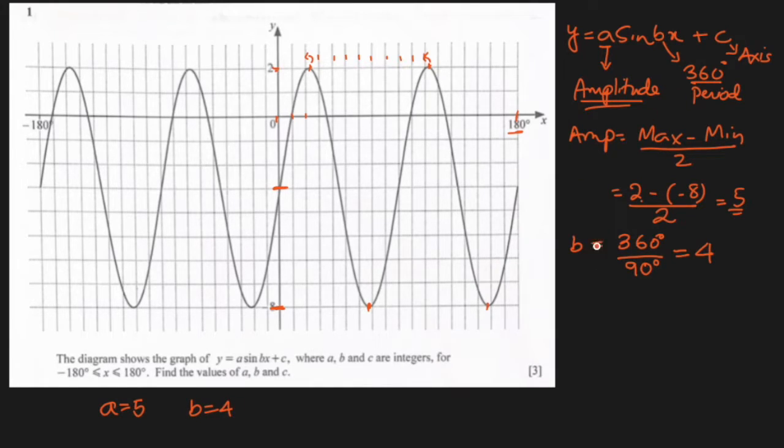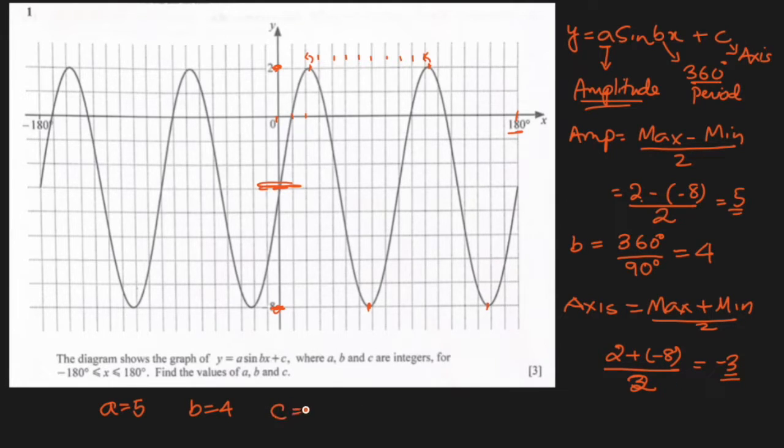Now for C, it's exactly similar, but the mean of the maximum and minimum. For the mean, we add maximum and minimum and divide by 2. Basically, we want to find the middle line, so we'll find the average of the two. That's why we do maximum and minimum. So it is 2 plus negative 8 over 2. So it will be how much? Negative 6 divided by 2, negative 3. So we got C equal to negative 3. And that is the solution of this question.